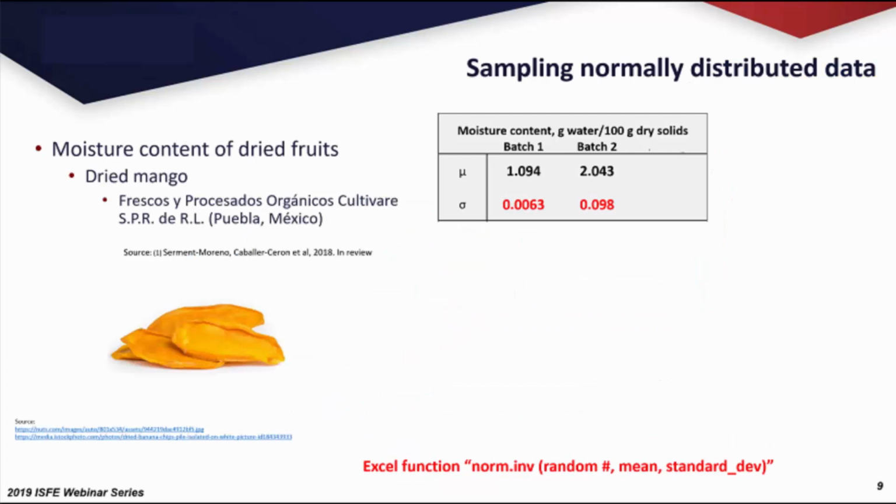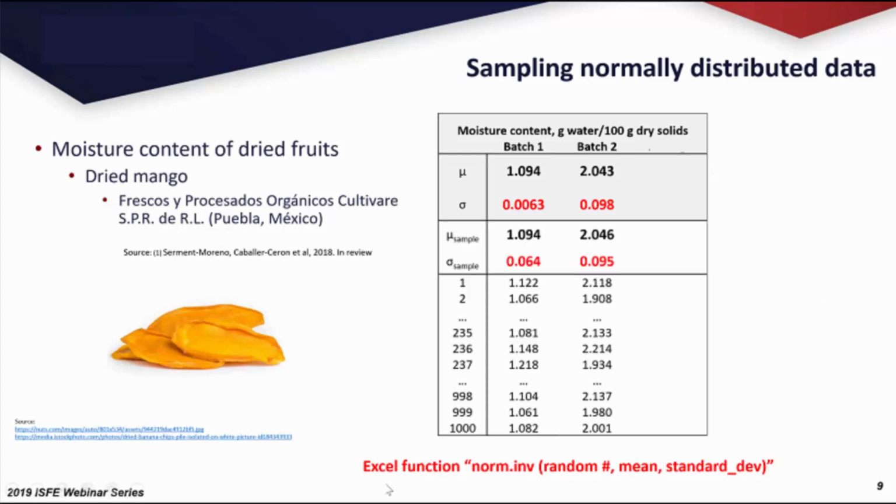So let's do a few examples. Let's say that we want to sample normally distributed data. I want to calculate the average moisture of 2 batches of dried mango. This is data from this company, and this is the mean value and the standard deviation for the 2 batches of this product. What we'd like to know is what will be the average of those 2 batches.